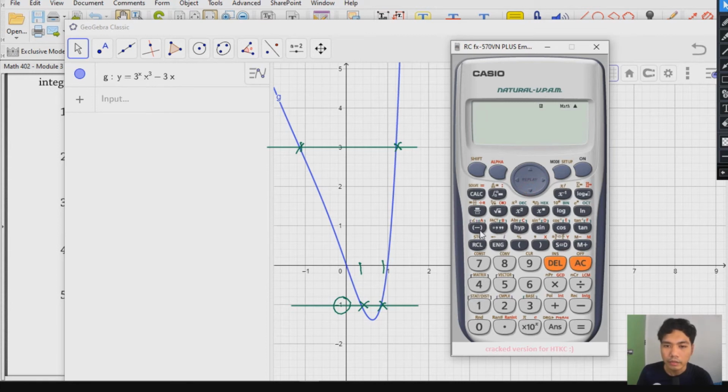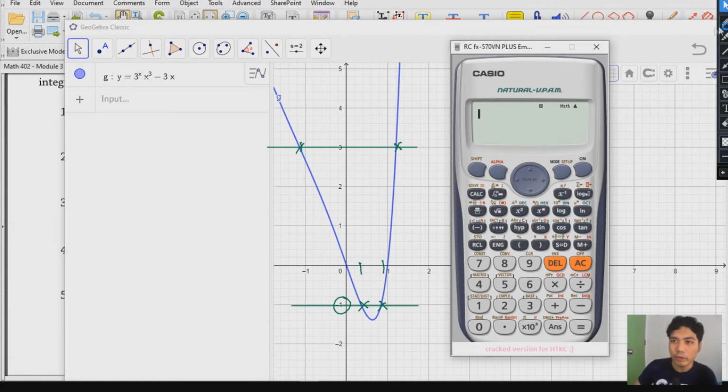So the last would be +3, that is equal to 3 raised to x times x cubed again, and then minus 3x. Okay, and then shift solve. So for the value of x, this is quite close to positive 1, so I'll be shifting the memory to positive 1, and that is 1.209. So therefore, we do have the limits that we need.